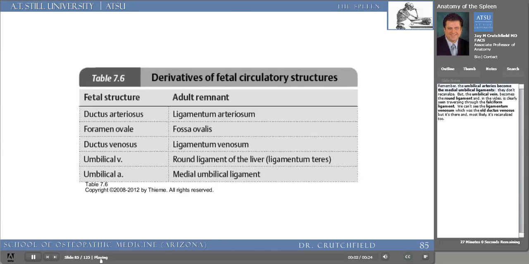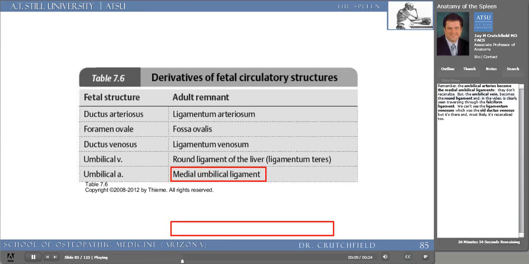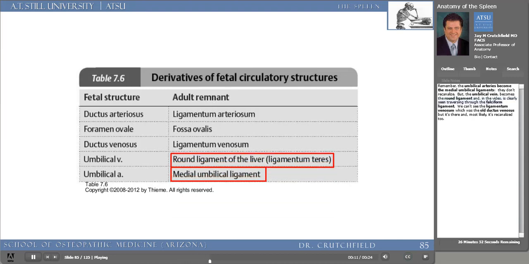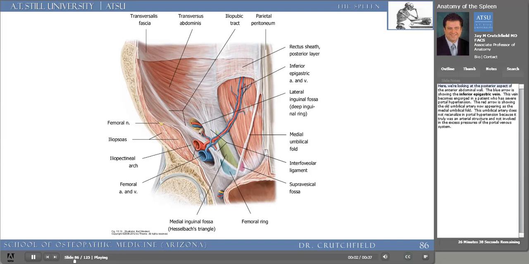Remember, the umbilical arteries become the medial umbilical ligaments. They don't recanalize, but the umbilical vein becomes the round ligament, and in the video is clearly seen traversing through the falciform ligament. We can't see the ligamentum venosum, which was the old ductus venosus, but it's there and most likely it's recanalized too. Here we're looking at the posterior aspect of the anterior abdominal wall.